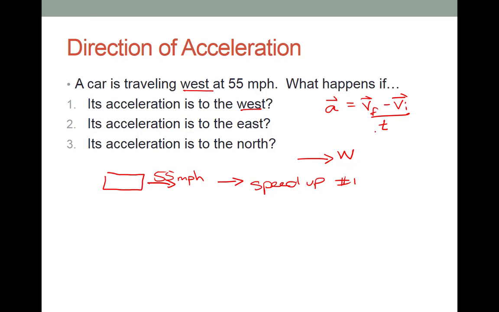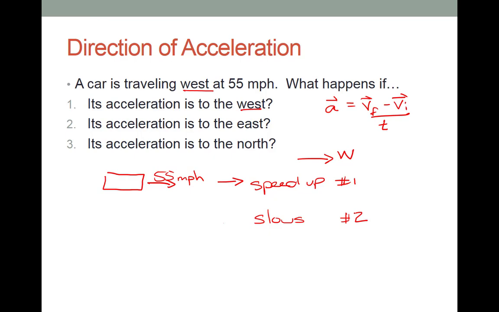On the other hand, as I just illustrated, if my final velocity is smaller, then my acceleration will come out negative, meaning my acceleration is in the opposite direction of the initial velocity. So the answer for number 2 is going to be that it slows down. The velocity decreases in magnitude.